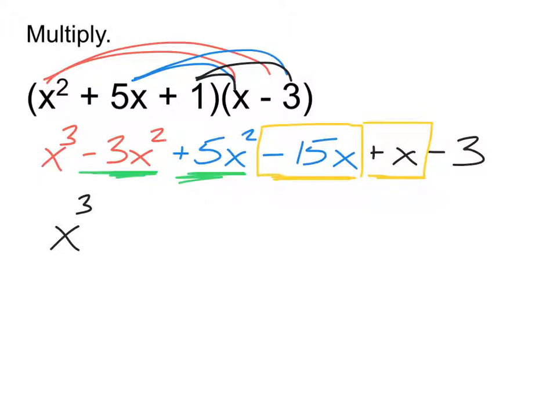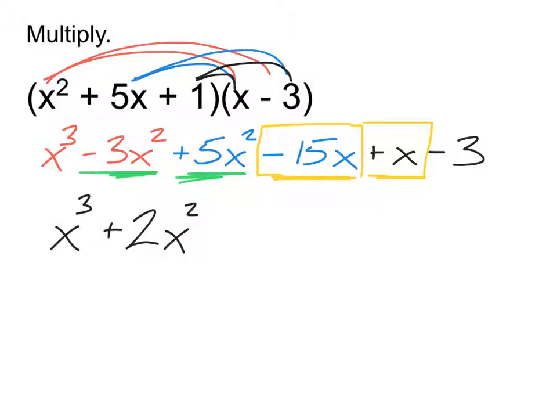But after that, the x squareds, I do combine those. I got minus 3x squared, so we treat it like a negative 3, plus 5x squared. Negative 3 plus 5 is a positive 2, so that's plus 2x squared. Notice my exponent didn't change. We only change exponents when we multiply or divide them, not when we add them. That's why they got to be like terms.